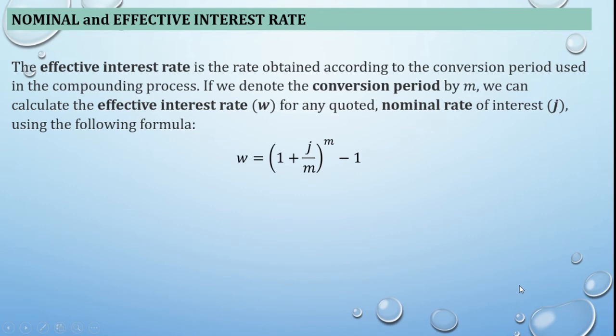The effective interest rate is the rate obtained according to the conversion period used in the compounding process. If we denote the conversion period by m, we can calculate the effective interest rate W for any quoted nominal rate of interest J using the formula W is equal to the quantity 1 plus J over m raised to m, minus 1.